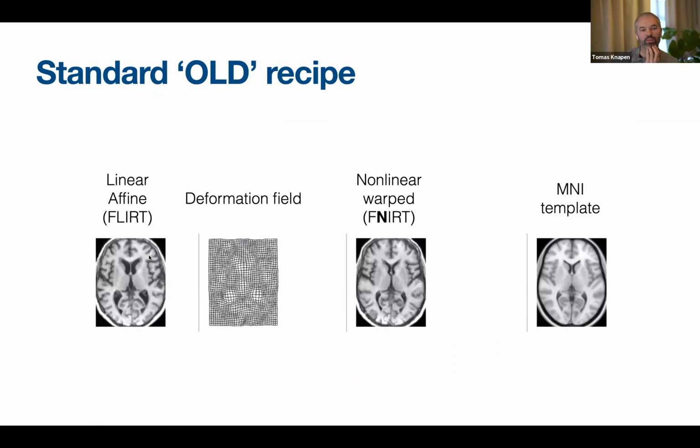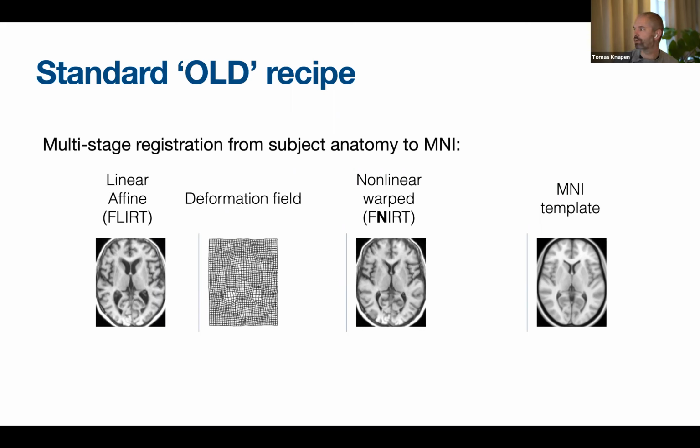So what you end up with is an affine transform that you calculate, and then you calculate a deformation field, and then you apply that. And then you have the individual subject in the space of the MNI template. That's what you end up with. Right, so this is a multi-stage type of registration. And you can then say, okay, the data come from the subject, but they reside in this sort of average space.